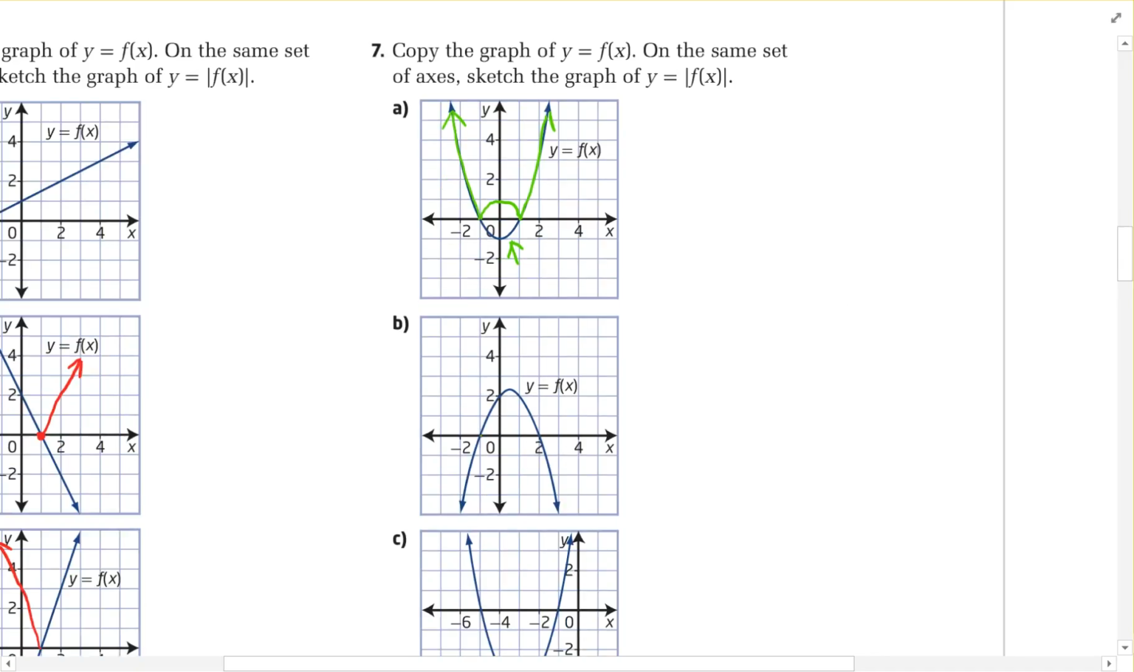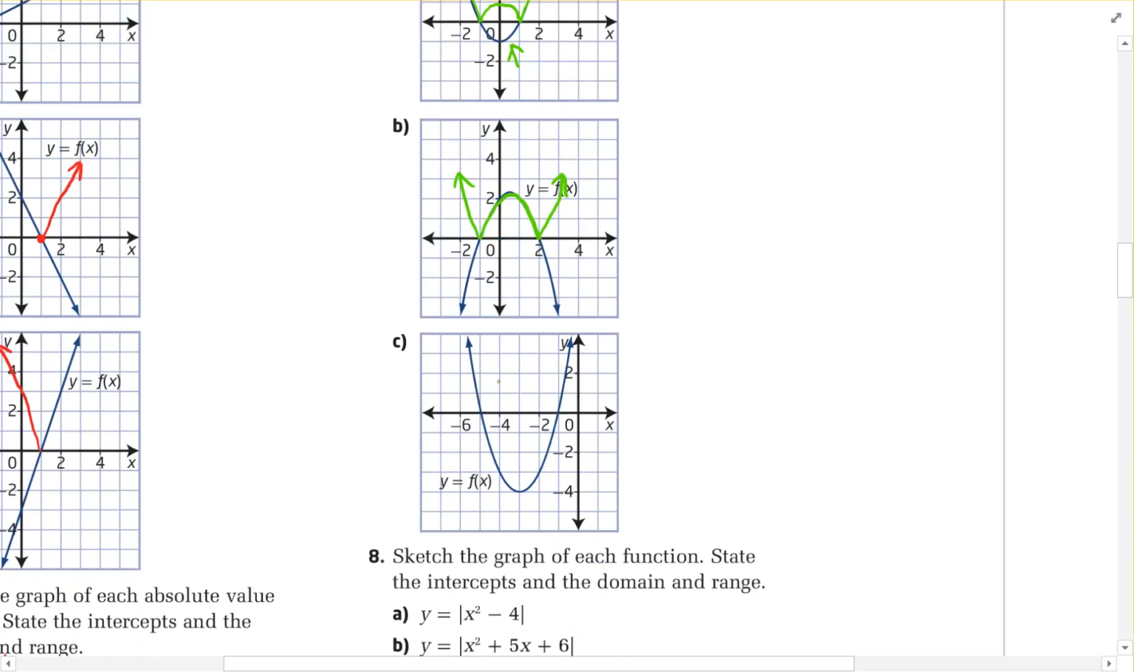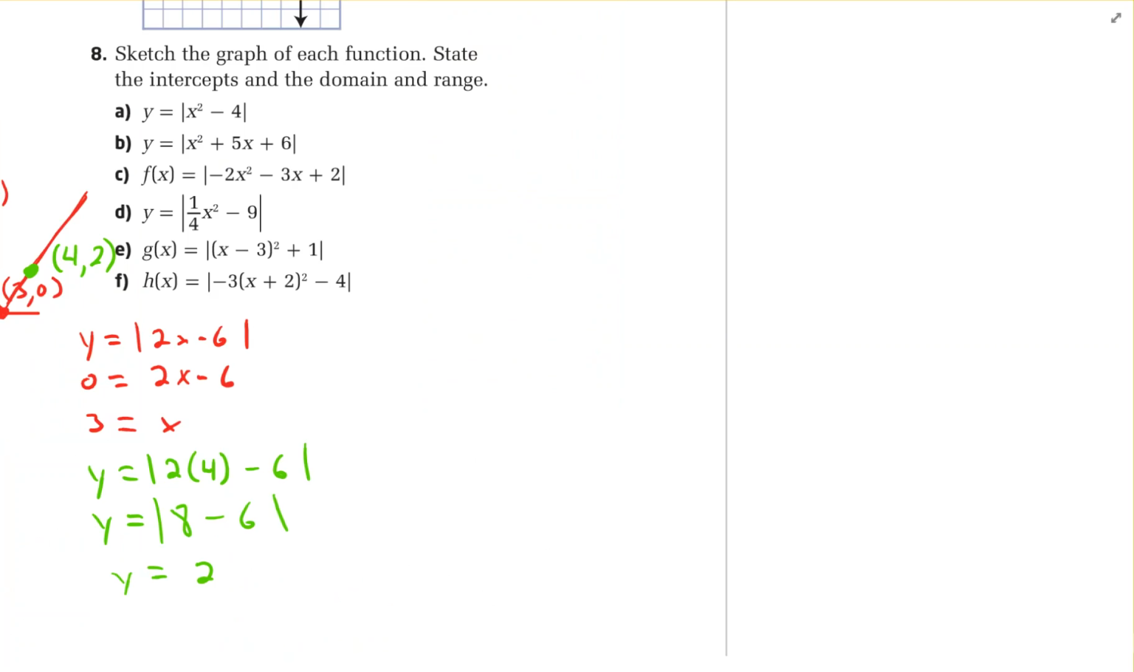This one would look like that. And then that would also be part of it. This one would look like, as I go up 4, like that. Okay, looking at these ones here for 8, let's do C.